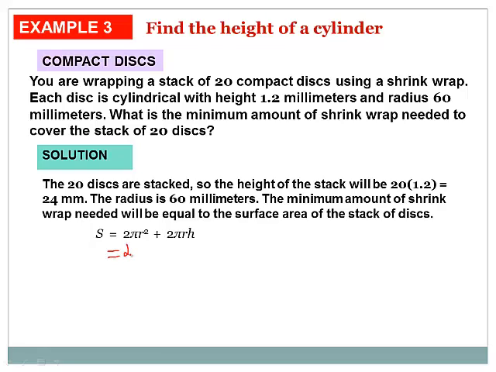So I have 2 pi. Most of you guys, I would try to use the pi button if you can. If you have the pi button on your calculator, use that. If not, you can use 3.14. So we have pi, and then our radius, which we said is 60 squared, plus 2 pi radius, which is 60, times h, little h, so that's height, and that's 24.